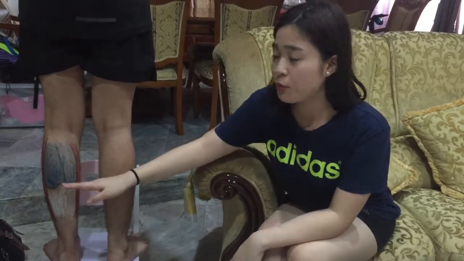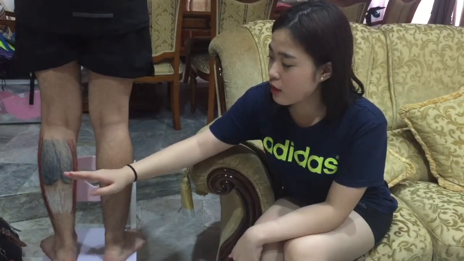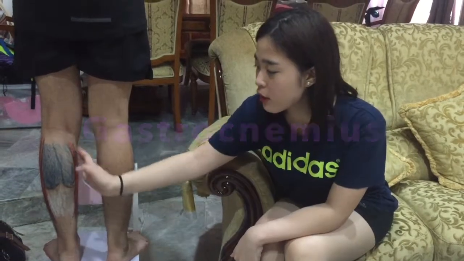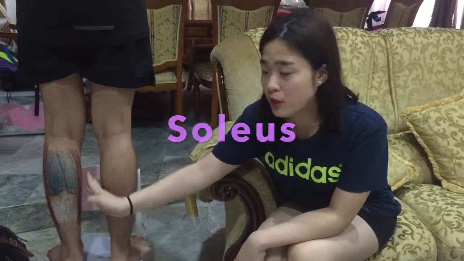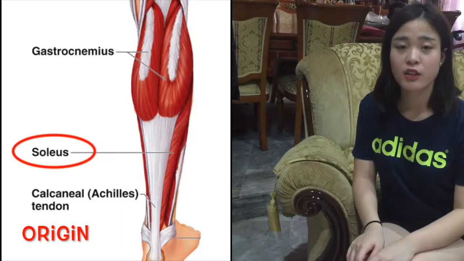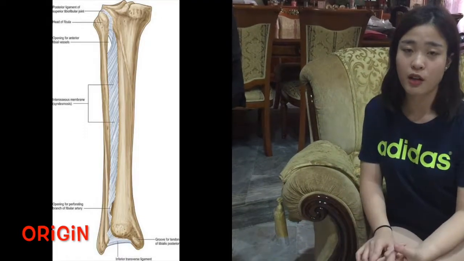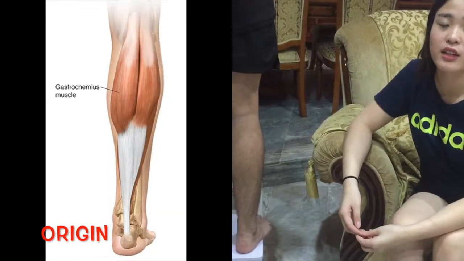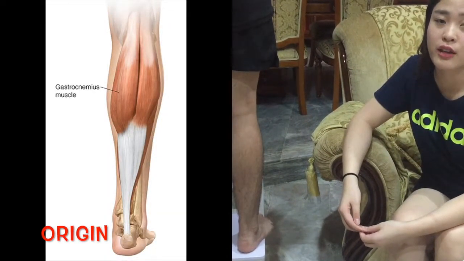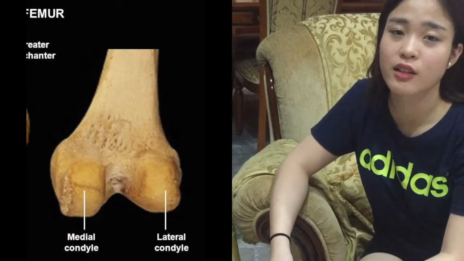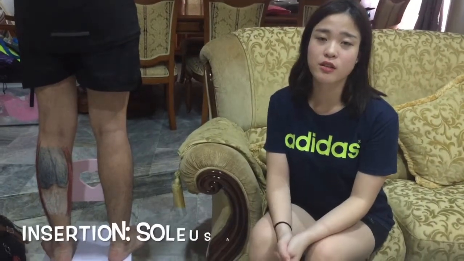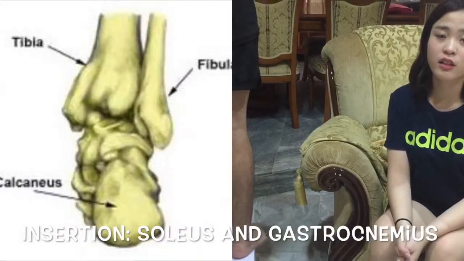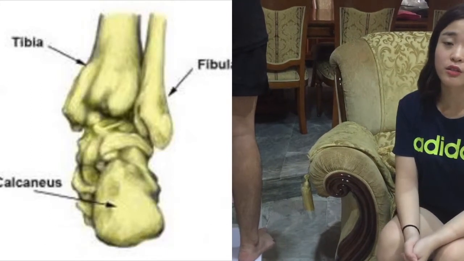So the blue marking is the gastrocnemius and the red marking is the soleus muscle. The origin of the soleus is the upper tibia, the interosseous membrane, and the fibula. The origin of the gastrocnemius is by two heads from the medial and lateral condyles of the femur. The insertion of the gastrocnemius and soleus is the posterior calcaneus via the calcaneal tendon, also known as the Achilles tendon.